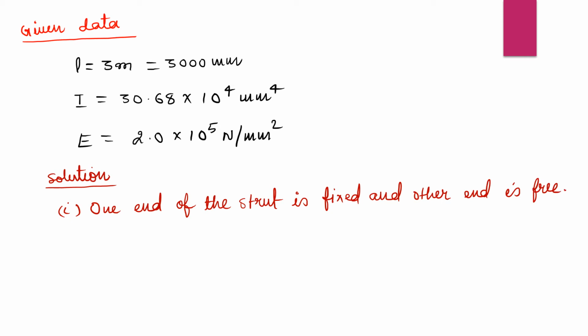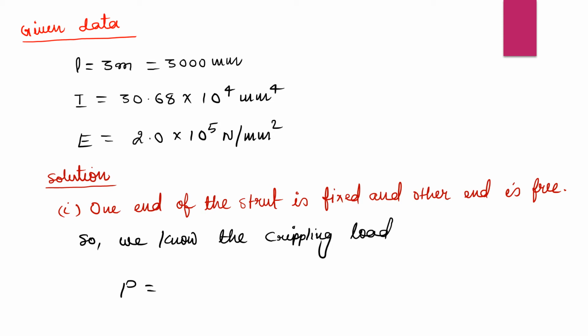So we have to find the first condition, crippling load. Condition 1 is given: one end of the strut is fixed and another end is free. So what is the formula to find the crippling load? First of all, we have to write the formula. So we know that crippling load P is equal to, what is the formula?